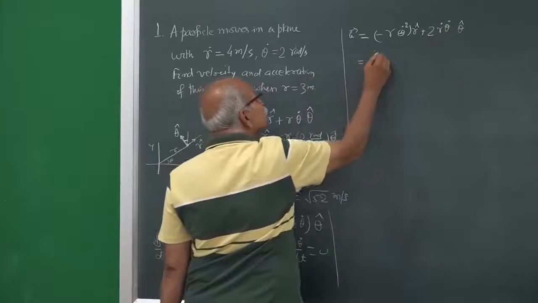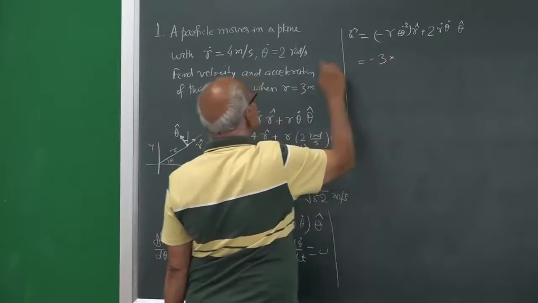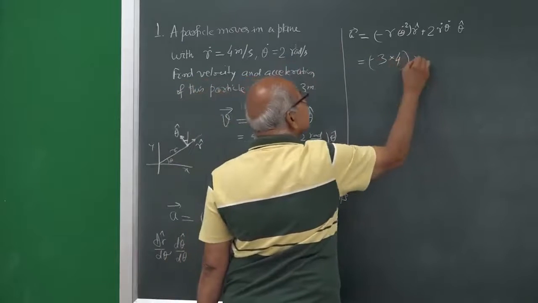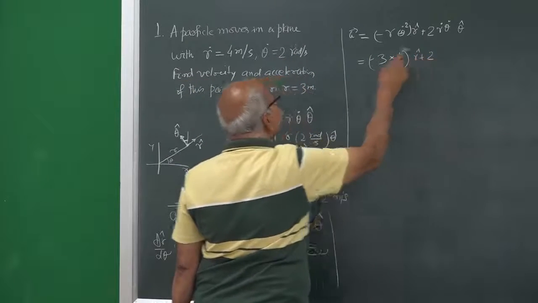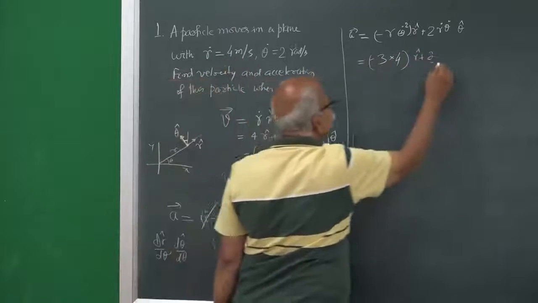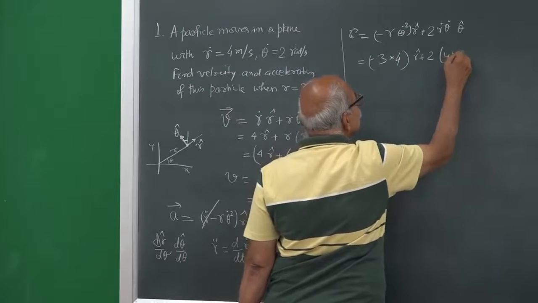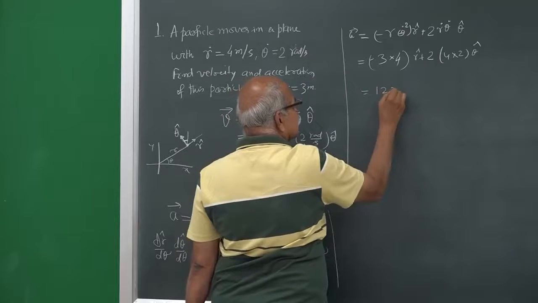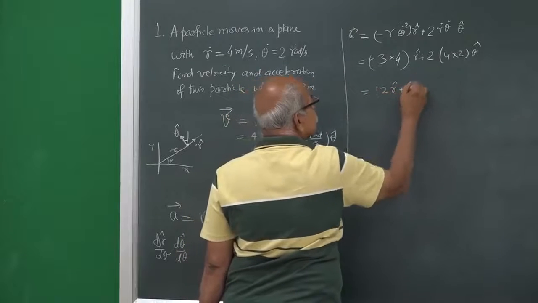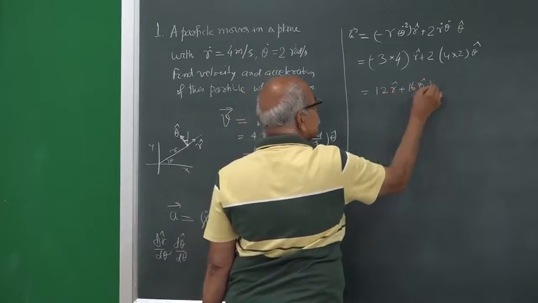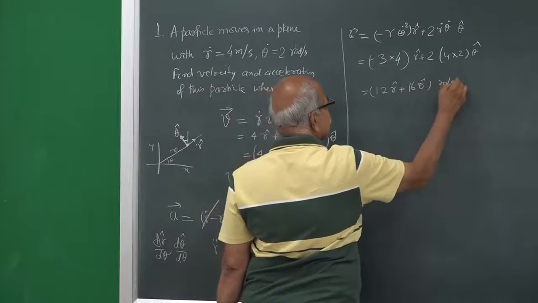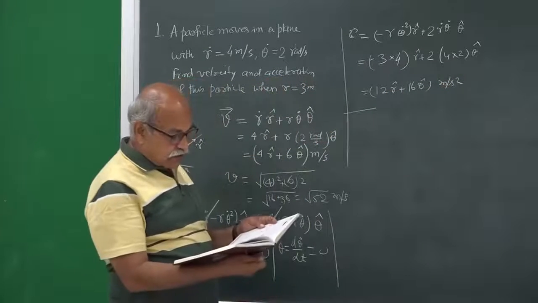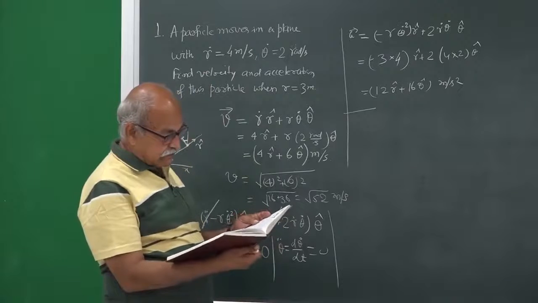You put the value 3 here, then theta dot square is 4, and this much r cap, plus 2 times r dot into theta dot, 4 into 2, theta cap. So, that is the acceleration: 12 r cap plus 16 theta cap meter per second square. Okay. So, that is how you can get this acceleration.